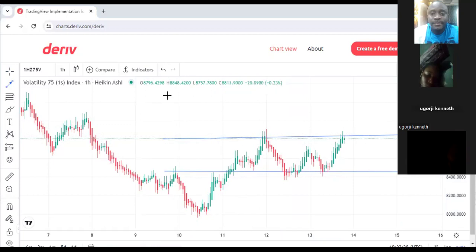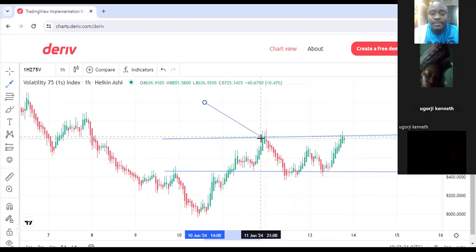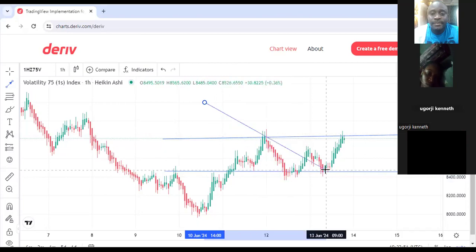Right here, you have a situation whereby there's a bounce. There's one. Listen, class, please take note of this. You must have two touches on both the support and resistance. This is one at the resistance. Then this is two at the resistance. Sorry, at the support. This is one.